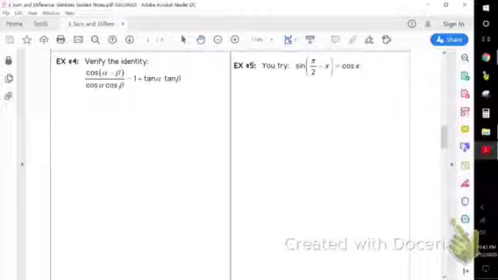So example 4, we're going to start using these to now verify identities. And so on example 4 here, it says verify the identity that cosine of alpha minus beta over cosine of alpha times cosine of beta is equal to 1 plus tangent of alpha tangent of beta. So we need to choose which side we want to work.